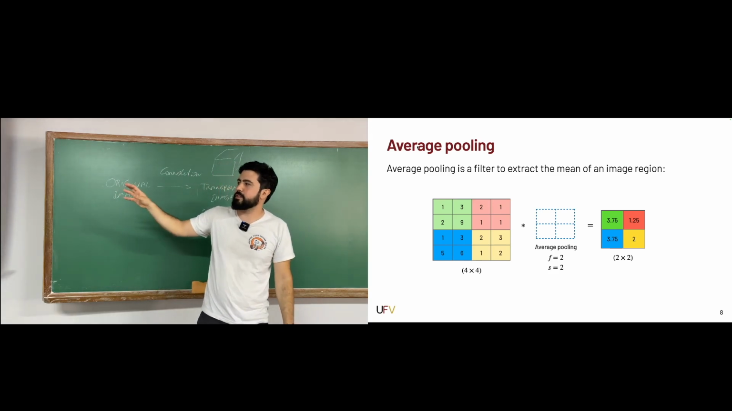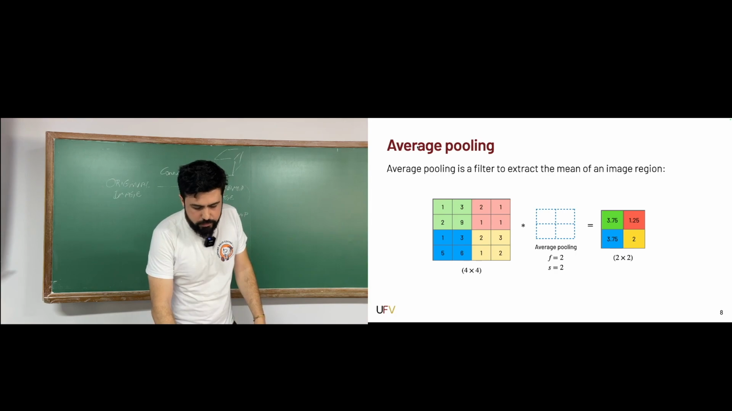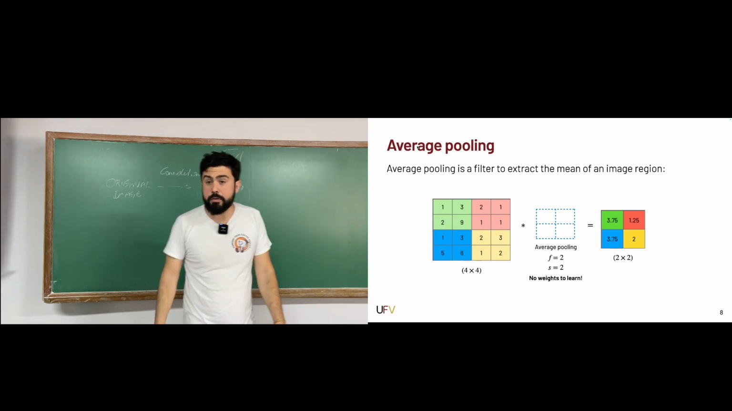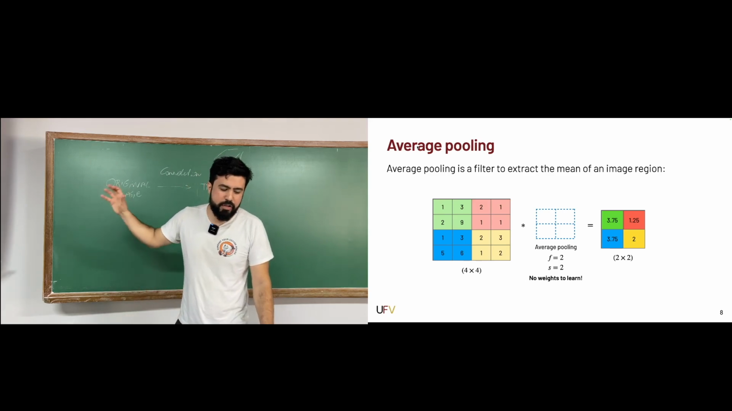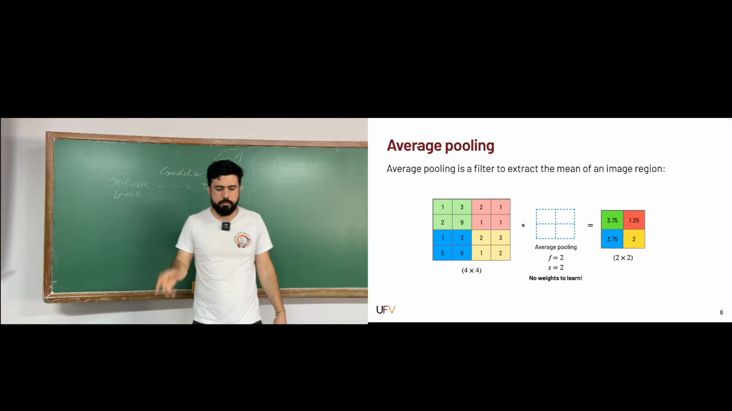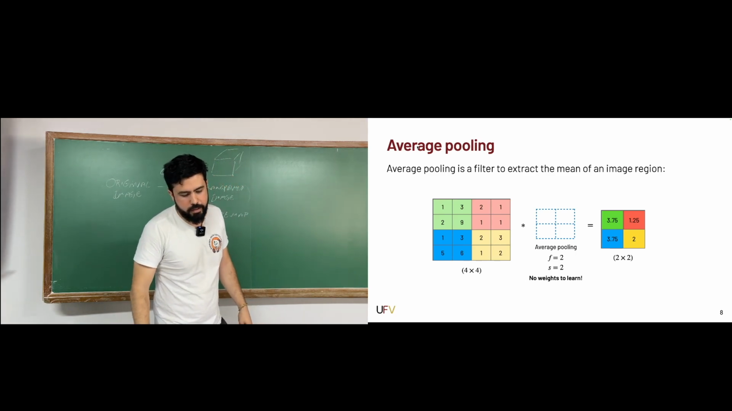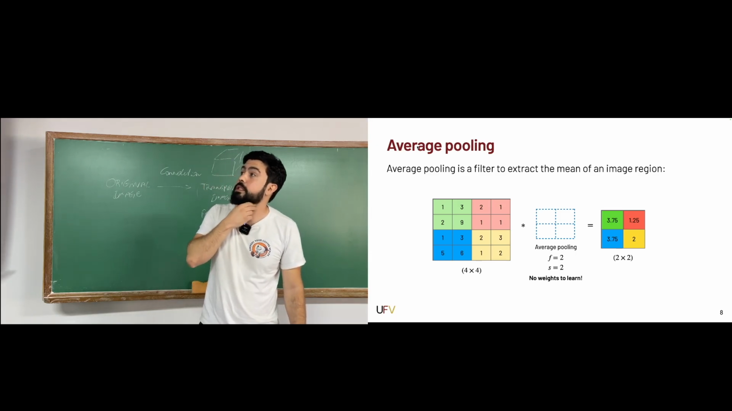And here you also have the same hyperparameters, filter size f and stride s. Again, no weights to learn here. Same principle. Turns out average pooling is not as popular these days. Okay? Most recent convolutional neural networks tend to use max pooling.